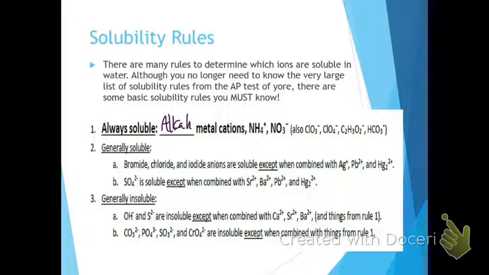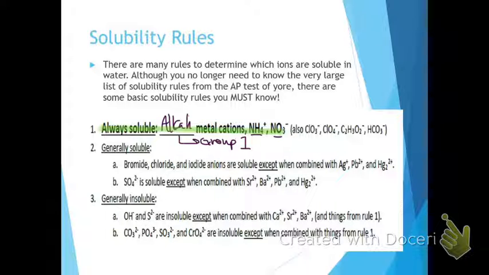Alkali metal cations, which are our group 1 metals, are always going to be soluble. Anytime you have one of these group 1 metals in a compound, that compound is soluble no matter what. Same thing for ammonium. Anytime a compound contains ammonium, it will dissolve in water. And anytime it contains nitrate, it will dissolve in water. So that rule right there, those bold things that are always soluble, you must know.